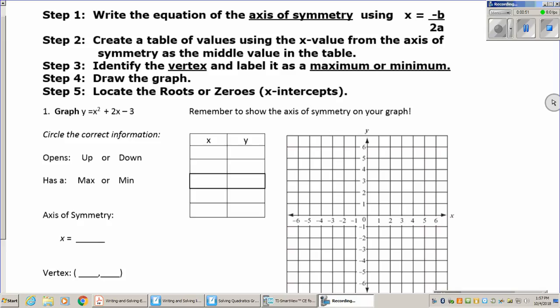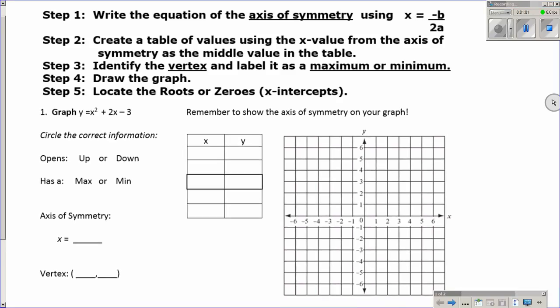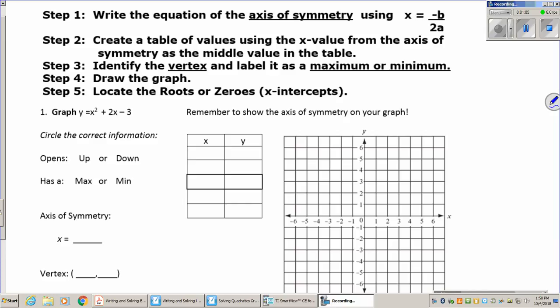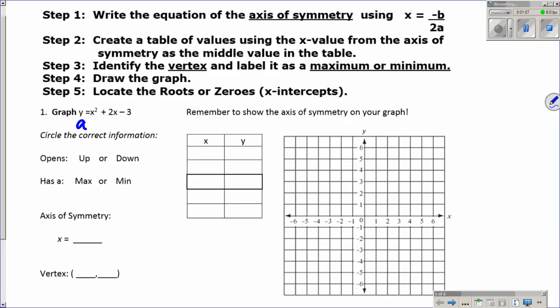Now, if you look at number 1, they want us to graph y equals x squared plus 2x minus 3. The first thing we're going to do is identify the a value and the b value. Okay, so a equals 1, b equals 2, and if you notice in the axis of symmetry formula, it is not necessary that we identify the value of c.